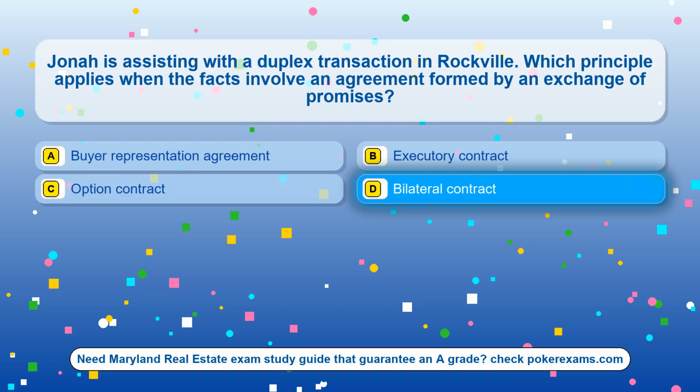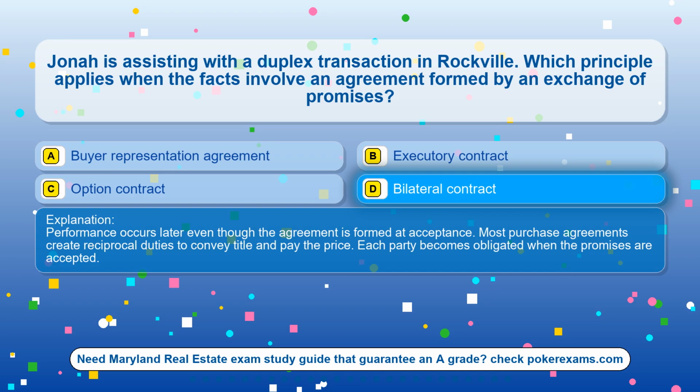The correct answer is option D, bilateral contract. Performance occurs later even though the agreement is formed at acceptance. Most purchase agreements create reciprocal duties to convey title and pay the price. Each party becomes obligated when the promises are accepted.